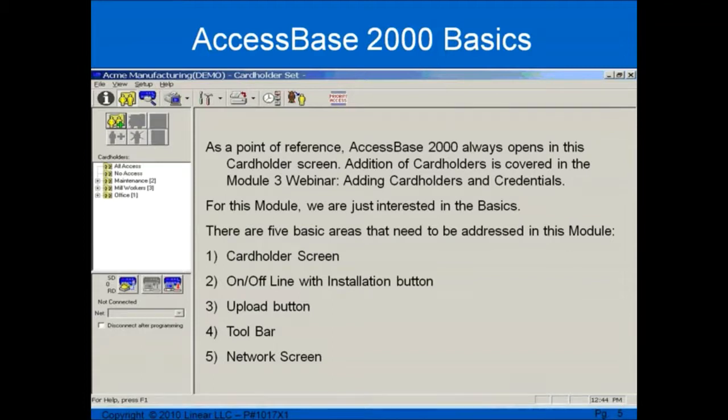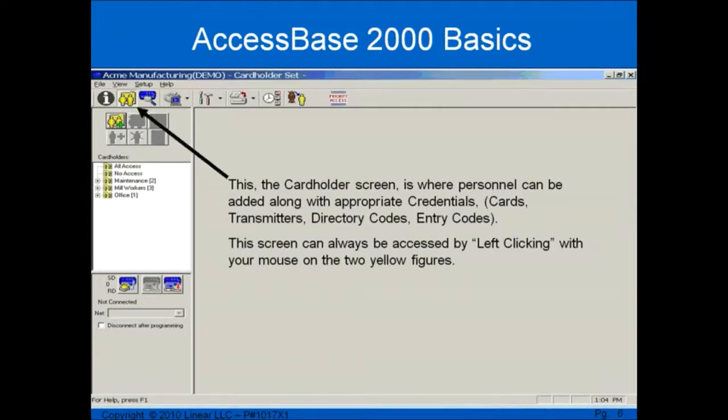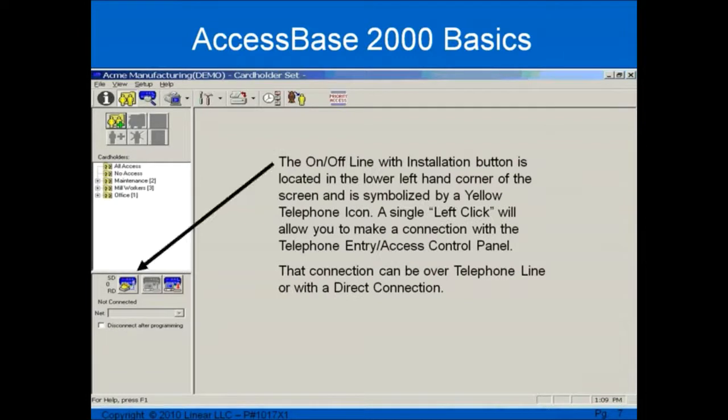In the card holder screen is where we're always going to open up to. There are 5 basic areas in this module. The card holder screen, the on-off line with installation button, the upload button, toolbar, and network screen. If we take a look at the card holder screen, we can always access it by selecting the 2 yellow.